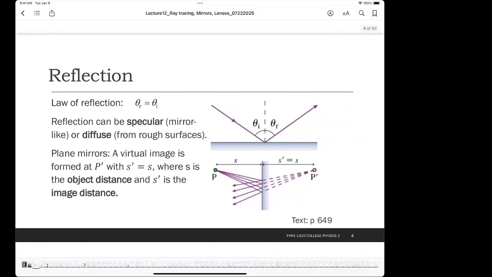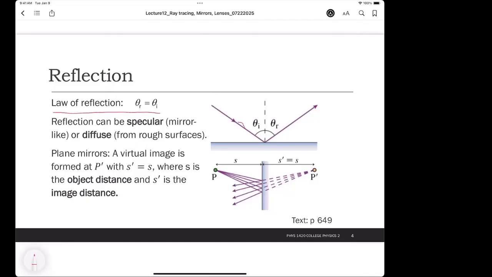Firstly, let's review something about reflection. This is the law of reflection. This is the incident light angle, and this is the reflected angle. And you can see this angle and this angle are equal to each other. Remember that we call this line the normal. This line is perpendicular to the surface.